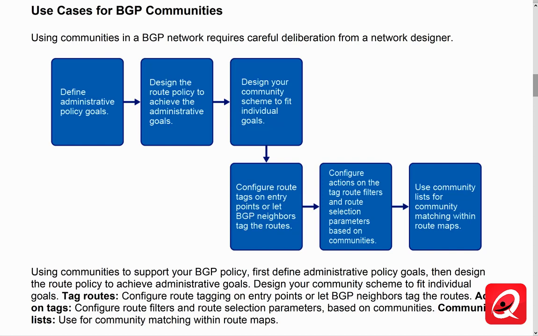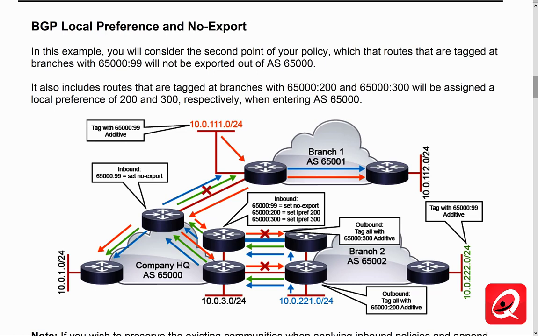Okay. So we have to design a community scheme in the case where we're going to be using a particular community to meet whatever goal it is that we're trying to meet. When our policy gets defined based on that community scheme, the deployment of that community system can be done by utilizing route maps and using various set and match conditions within those route maps to set those values and take action based on those particular values.